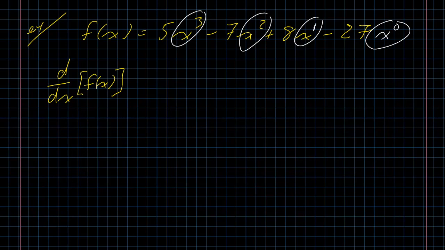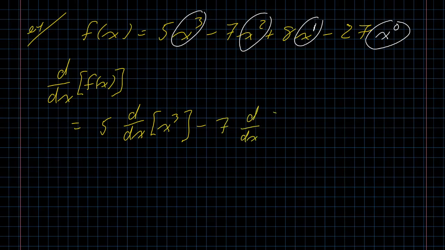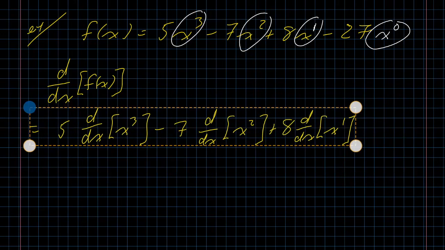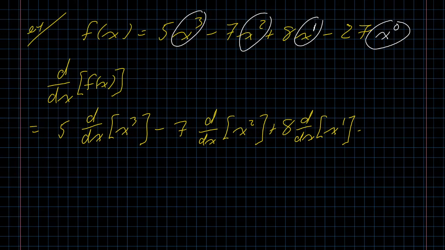But using the linearity, this is going to be 5 times the derivative of x cubed minus 7 times the derivative of x squared plus 8 times the derivative of x to the first. I'm running out of room. Let me just slide this over. That's why I love teaching on this tablet, because I can just give myself a little bit more room whenever I need it. All right. Mostly all fits on the screen. Good enough.